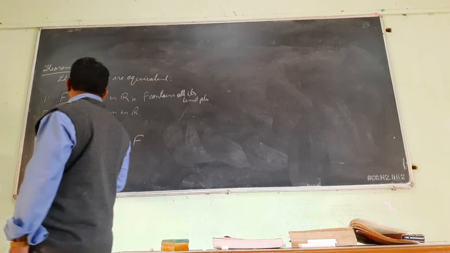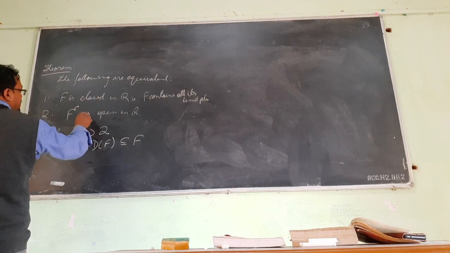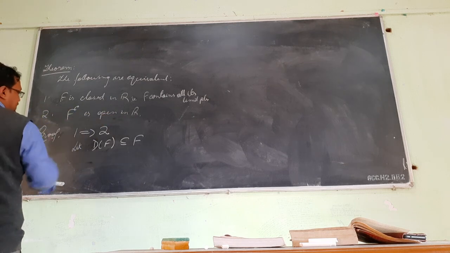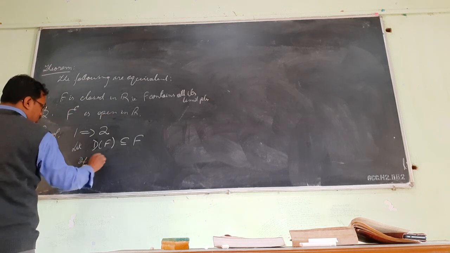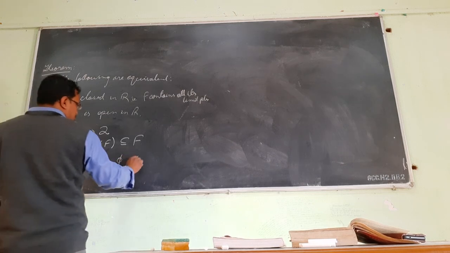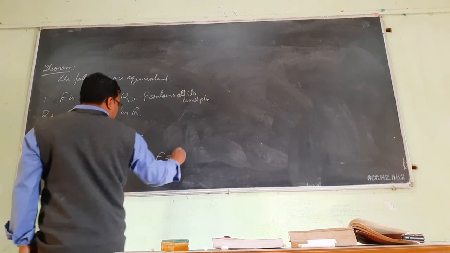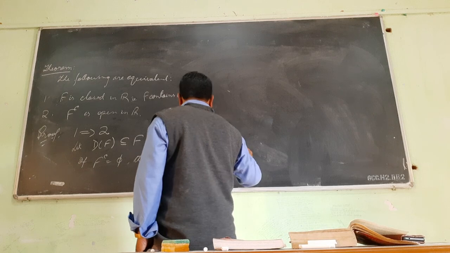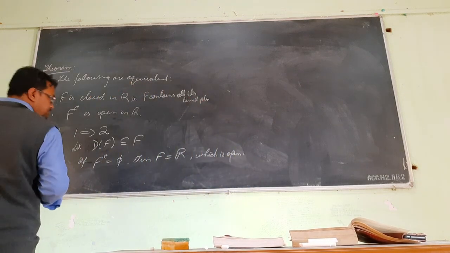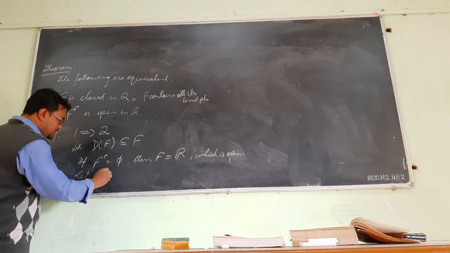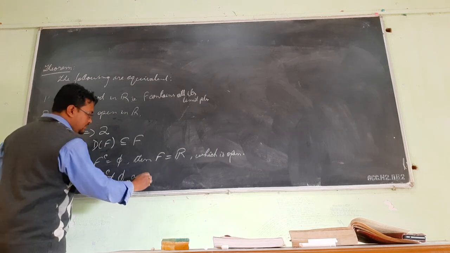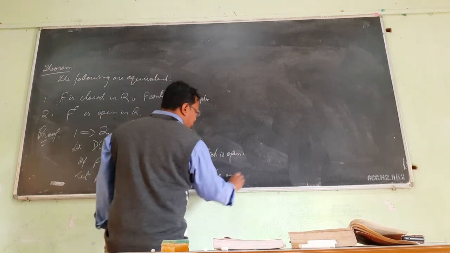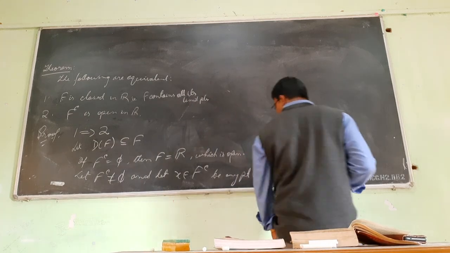So I have to show that F complement is open. To show that F complement is open, I have to show that for every point here there is an epsilon neighborhood, an interval, which is inside this. So if F complement is phi, then F is R, which is open. So let F complement be not equal to phi, and let X belong to F complement be any point.